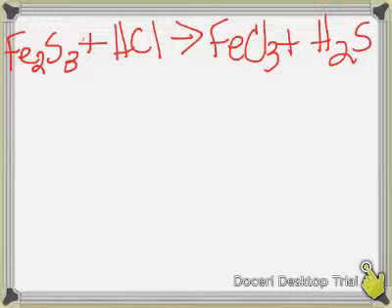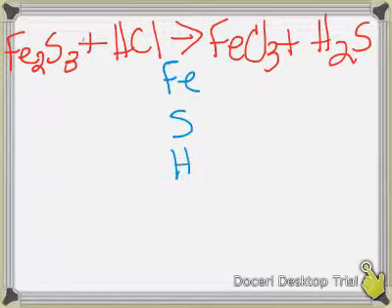So let's change the color so we can see. What I do is underneath the arrow, I list all of my elements. So I have iron, then I have sulfur, then I have hydrogen, then I have chlorine, right? I listed all of my elements, and now I'm going to count them.